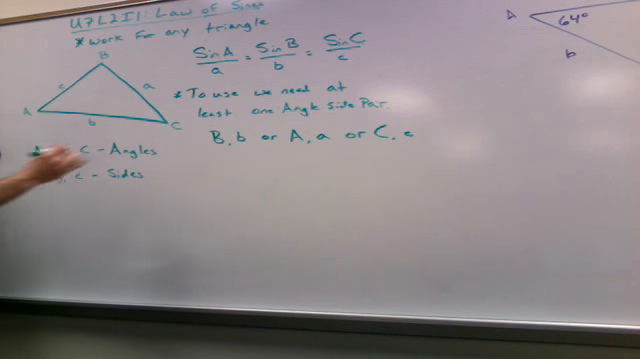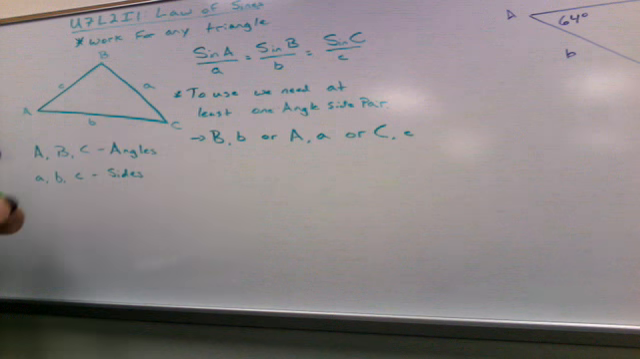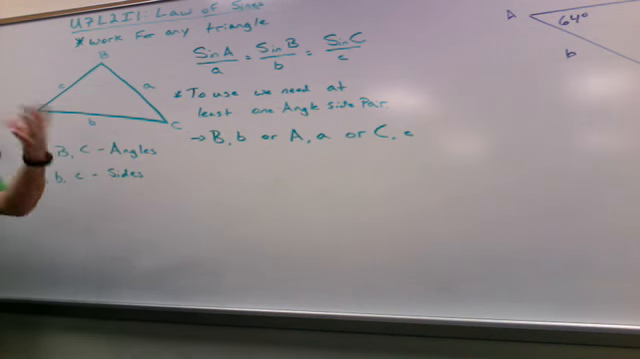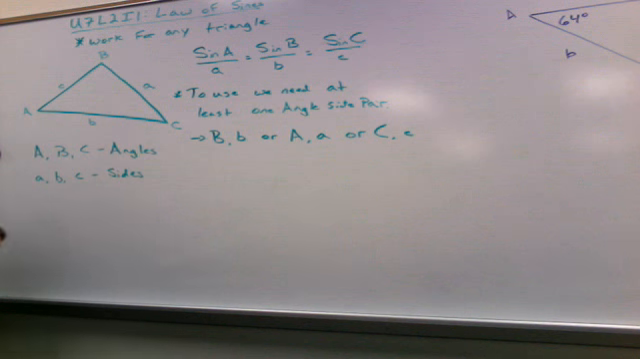So that means I need to know at least one of these combinations. I need to know big B and little b, big A and little a, or big C and little c. If I'm given a triangle where I don't know an angle side pair, then we're going to use what's called the law of cosines, and we'll learn that on Monday. So for law of sines, we need to know at least one angle side pair. Otherwise, you have to use the law of cosines. That'll be the sequel to this on Monday.